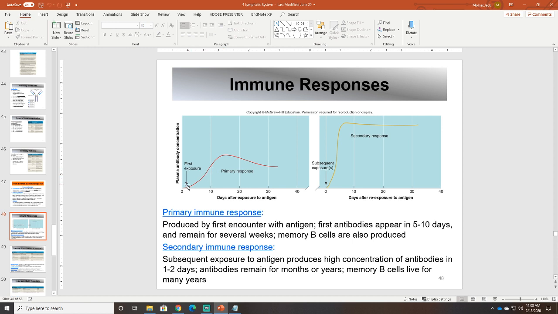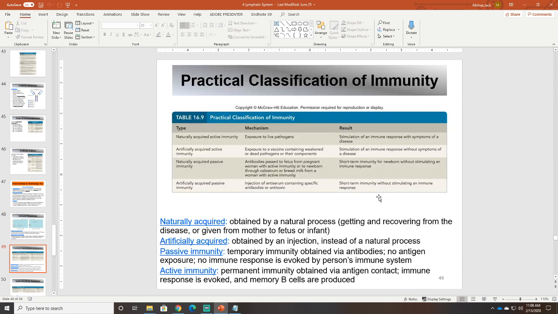With the primary response, we develop not just cytotoxic T cells, helper T cells, all those. We also produce the plasma cells that produce the antibody and memory B cells that stick around and they remember the antigen so that the next time you see it, we can get ramped up really quickly. All right, so 4 types of immunity here. These can be kind of confusing, but they're actually not that hard to get. Let's say that immunity can be either naturally or artificially acquired, and it can be passive or active.